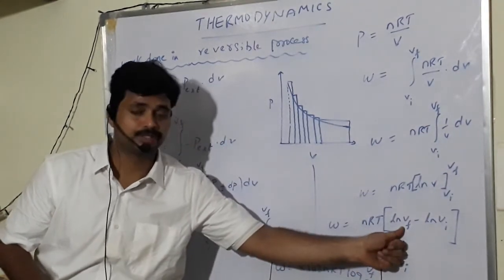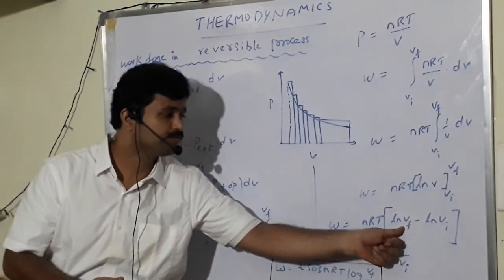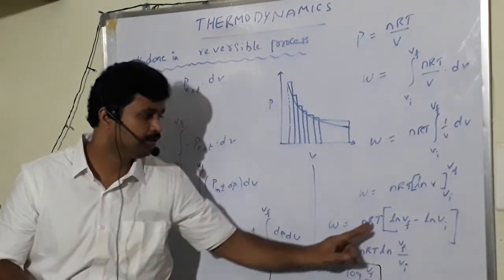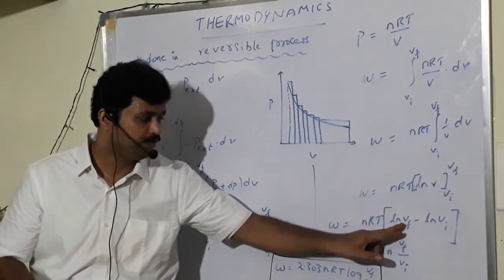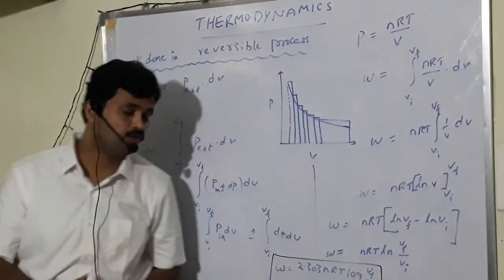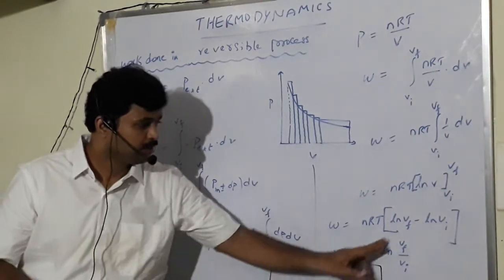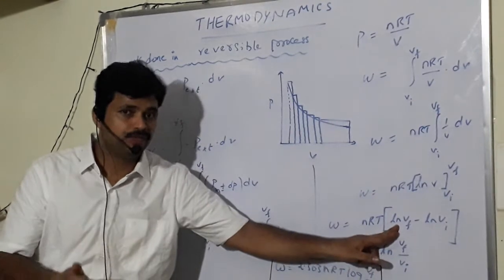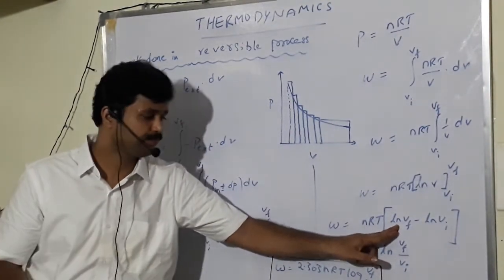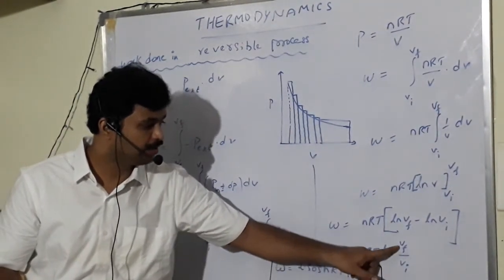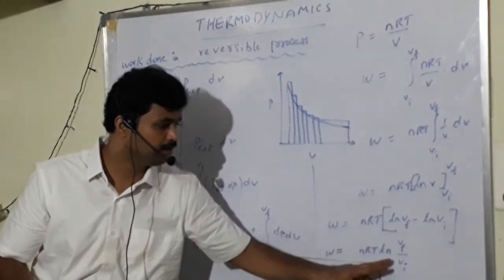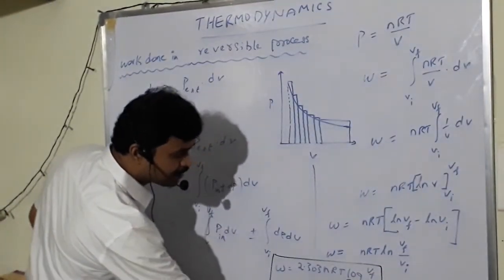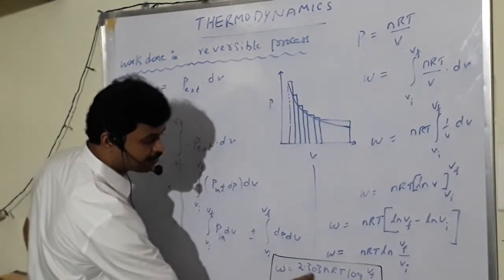First we substitute according to integration principles: upper limit minus lower limit. The same function, natural logarithm, is the function. So nRT into ln V final minus ln V initial. Then log A minus log B is log A by B. The natural logarithm is related to the base 10 logarithm by multiplying with 2.303.